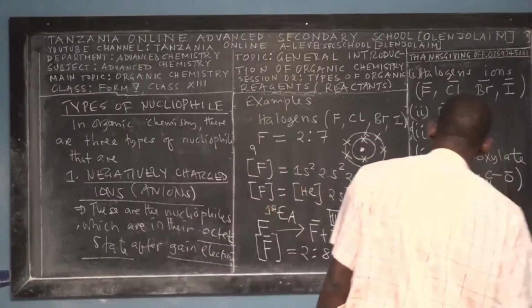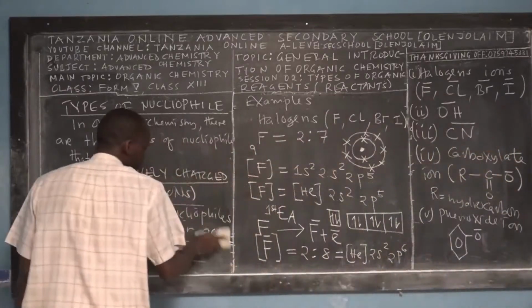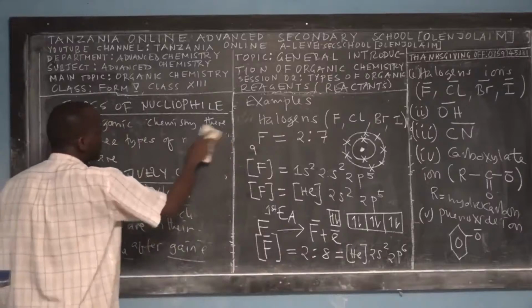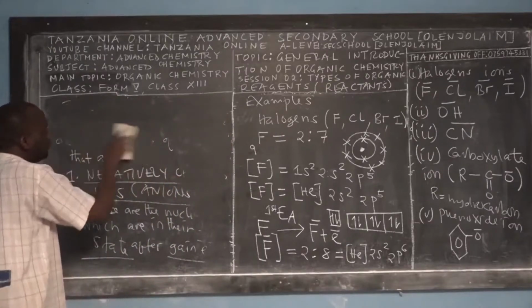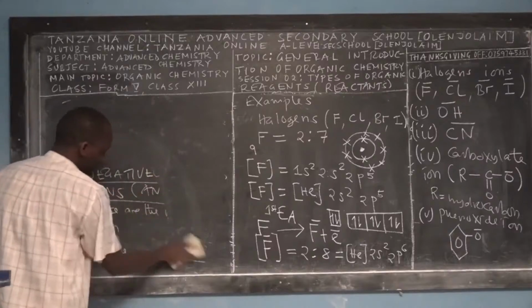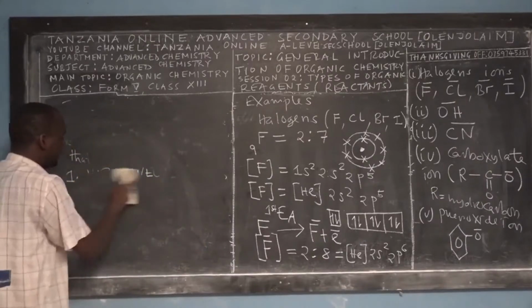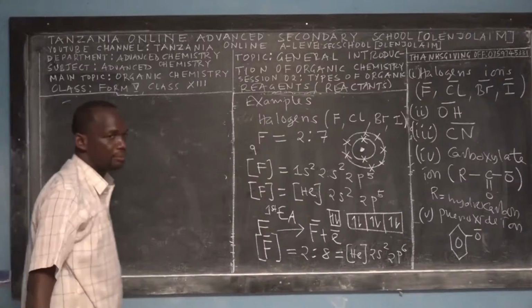Because you love chemistry, that's why you're taking chemistry with me. Okay, phenoxide ion. Say phenoxide ion. Phenoxide ion, phenoxide ions. So remember, why am I giving you so many examples?